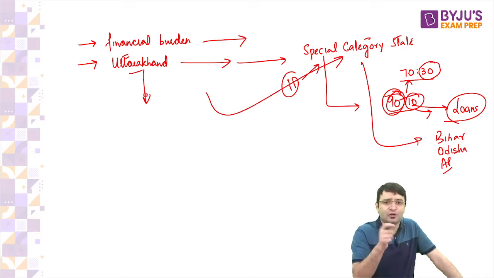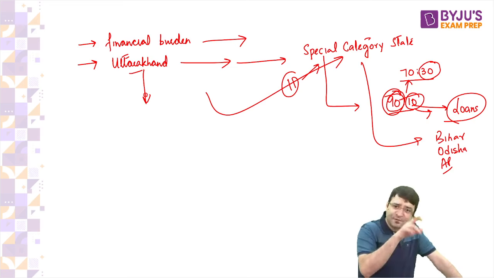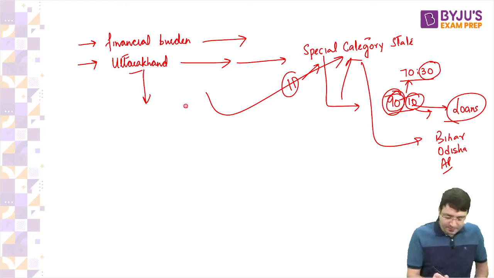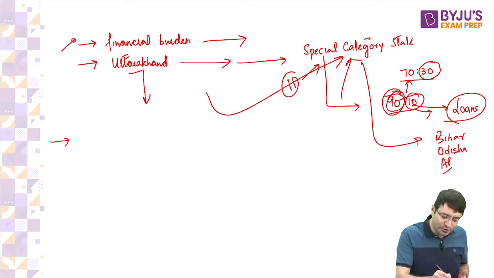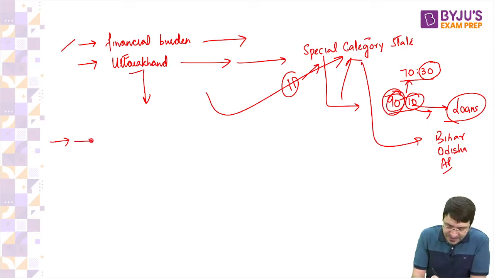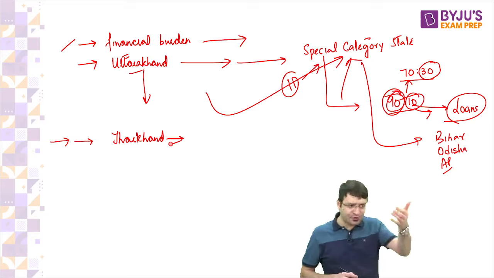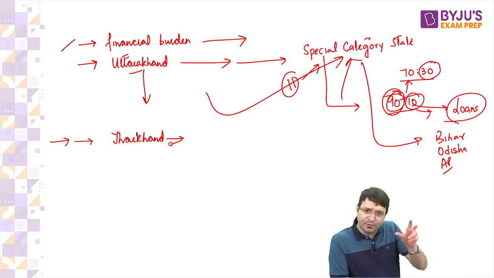So a smaller state does not guarantee development. Development is a function of other factors, for example, special category state status. Similarly, if we have more and more smaller states, not only is it going to be a financial burden, not only is it not going to ensure development, but at the same time, Jharkhand's example was cited. Jharkhand is a relatively smaller state which was carved out from Bihar, and Jharkhand is doing better than Bihar. But what is the big contributor?